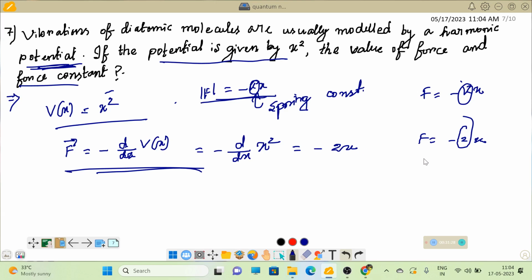Okay, so the answer will be 2, k equal to 2. The force constant, they want to know the value of the force constant, is 2. Okay, coming to the next question.